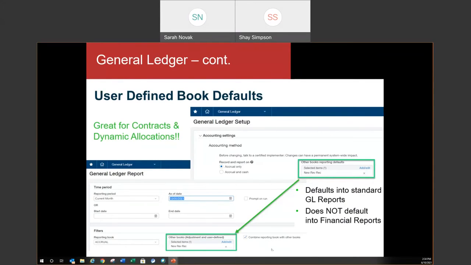It is not going to, however, default it into our financial reports. So within our financial reports, we still have to go out to the column settings and define if we want to layer on a user-defined book. Okay.